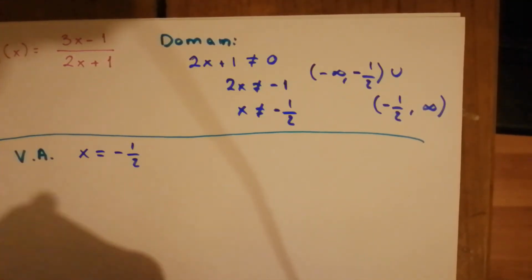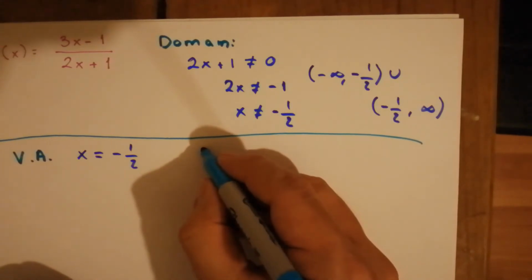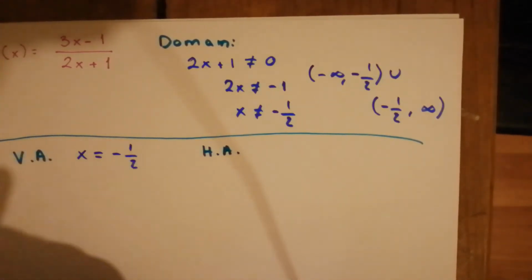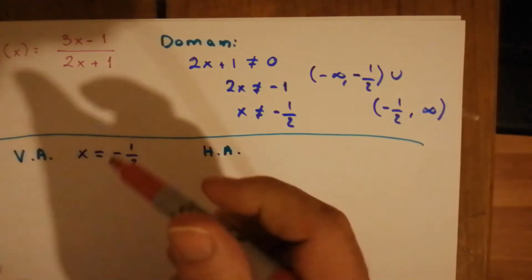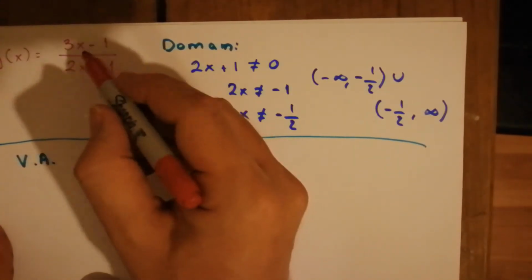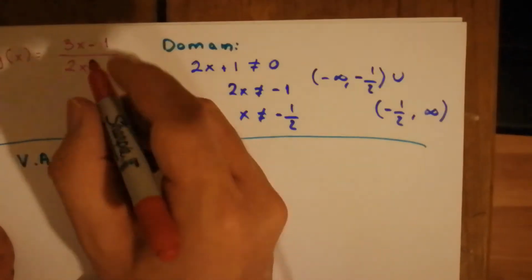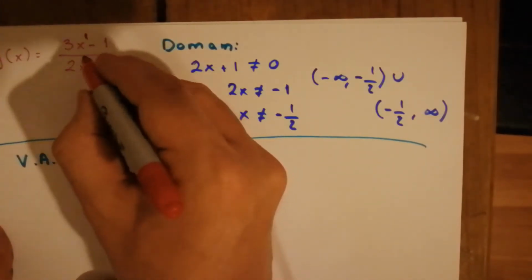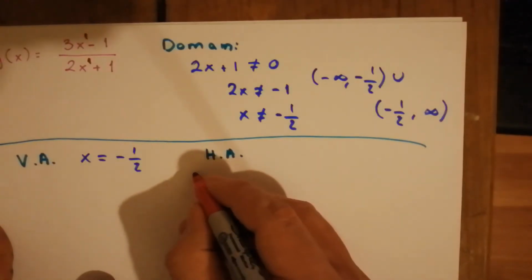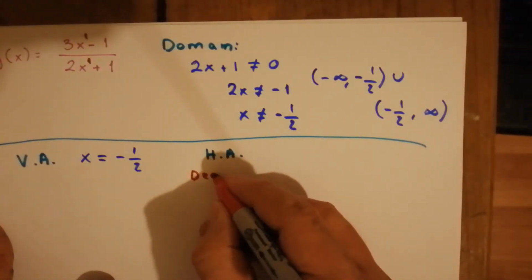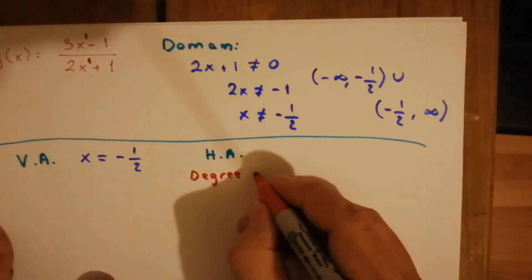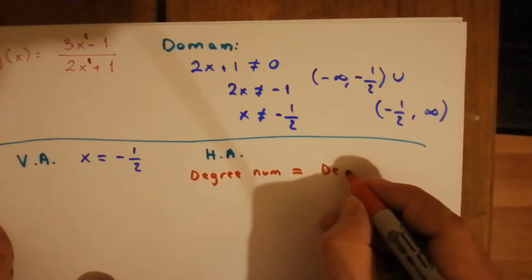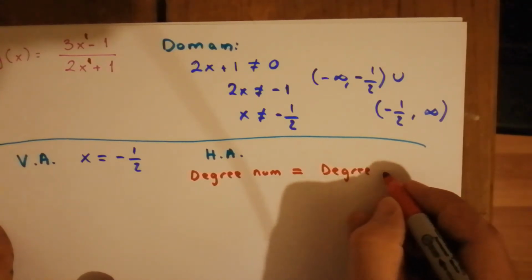Now, the horizontal asymptote, again, I'm going to abbreviate as HA. This time, observe that the degree of the numerator, the highest power of the numerator, is 1. The degree of the denominator, the highest power, is also 1. So the degree of the numerator is the same as the degree of the denominator.